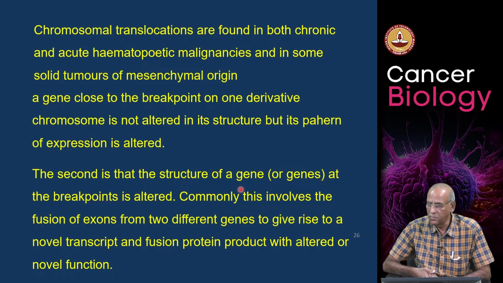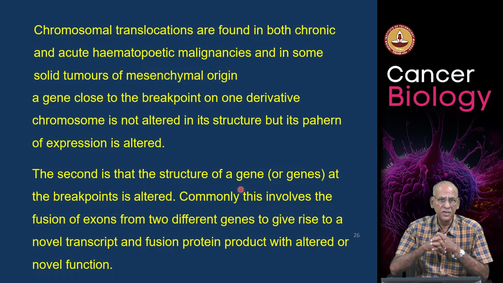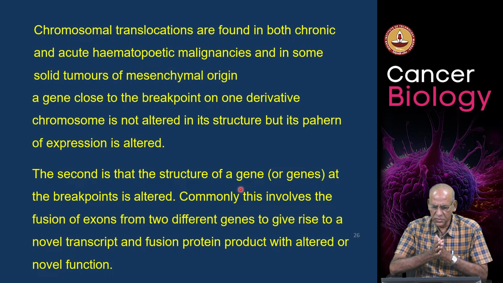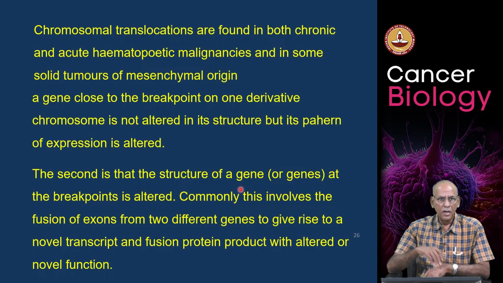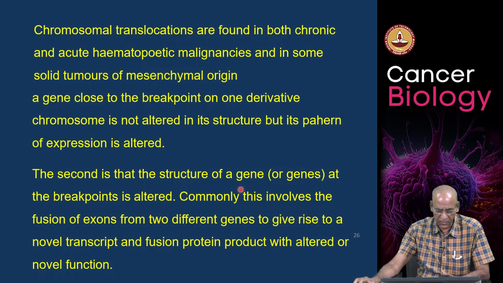Chromosomal translocations are found both in chronic and acute hematopoietic malignancies and sometimes some solid tumors of mesenchymal origin. One, a gene close to the break point on one derivative chromosome is not altered in its structure, but its pattern of expression is altered. The second is that the structure of a gene at the break point is altered. This is a very important one. Commonly, this involves the fusion of exons from two different genes. That is the mechanism to give rise to a novel transcript.